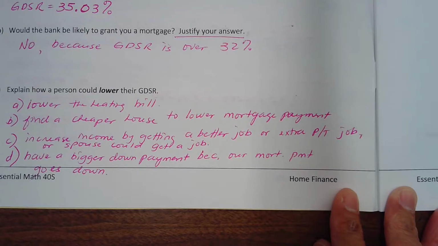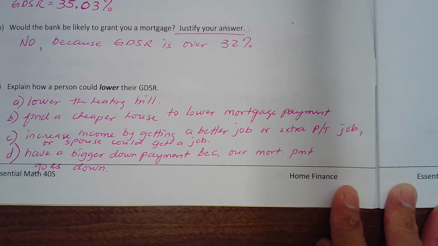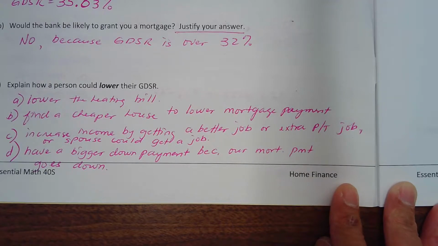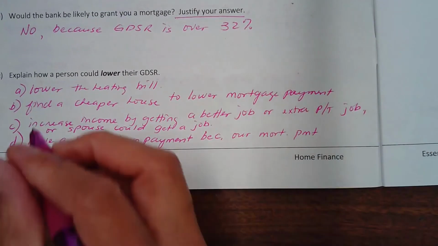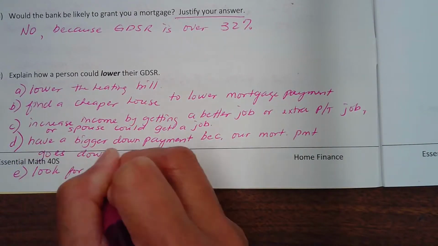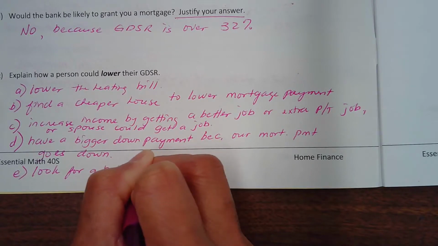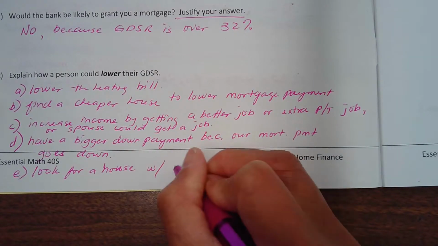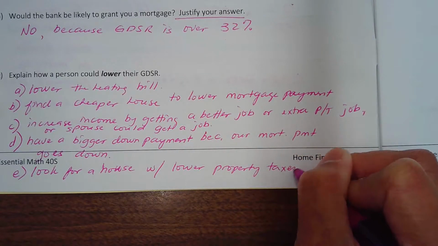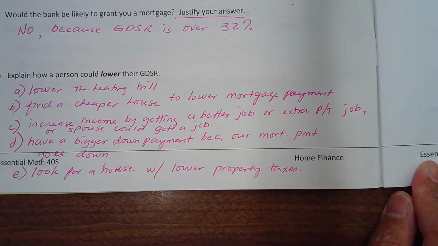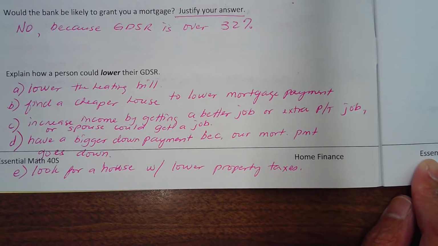Certain areas have lower property tax. Certain areas have a higher property tax. So we could say, look for a house with lower property tax. Your house could still be big, it could still be the same size, but if the property tax in that area is lower, then it would make your GDSR lower.